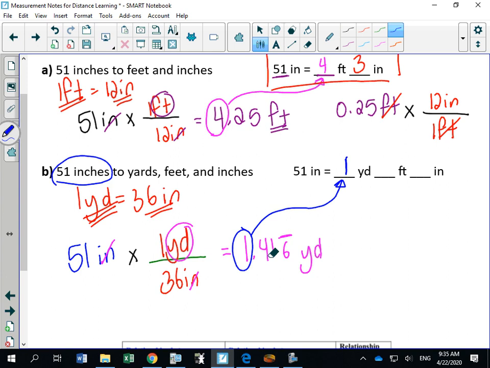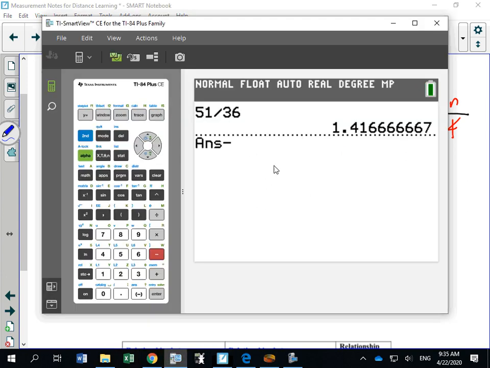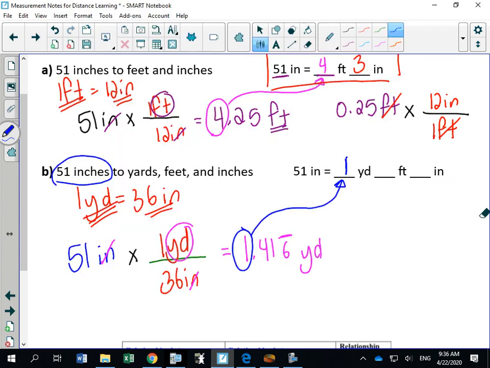Now I have to take this decimal in yards, right? Whatever this little decimal is, I need to convert that to my second conversion, which is feet. So I'm going to go to my calculator and get rid of that 1 because I put that 1 up. So go to your calculators and subtract whatever number is in front of your decimal. And I get 0.416 repeating. And we know my units are in yards.